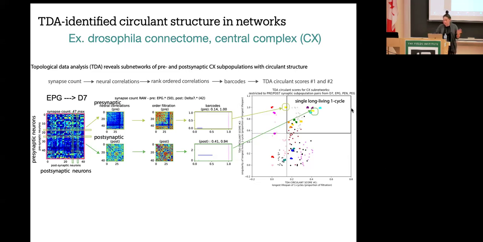And my claim is that, using my own eyeball cutoffs, the things in this upper right corner have a single long-living one cycle, because it's both singular and it lives for a long time. And what we see here is that the correlation on the postsynaptic neurons in this EPG to delta 7 subnetwork has really strong aligned circulant structure, but for the presynaptic correlations on the EPG neurons, we saw that bar was not as long living. That's right on the edge of what I'm counting as circulant structure.